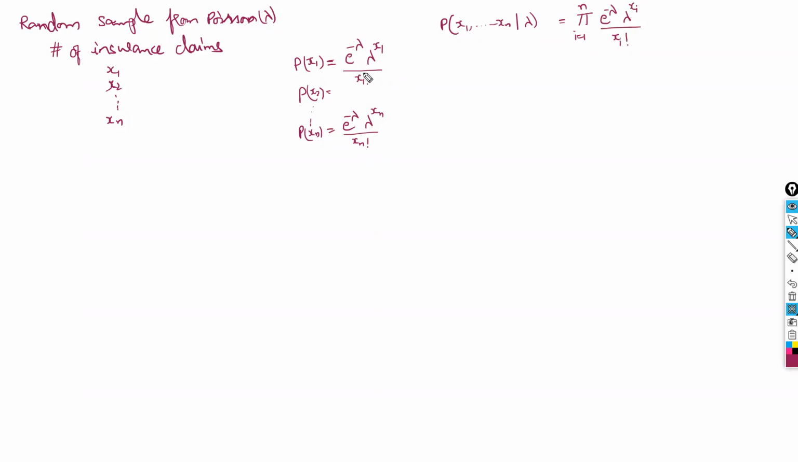If you substitute 1, you get this. If you substitute 2, you get this, and 3, n, so on and so forth. This can be written as, you can bring this out, it'd be e raised to the power minus n lambda into the product of i equal to 1 until n of lambda raised to the power xi divided by xi factorial. Okay, this is what we get.